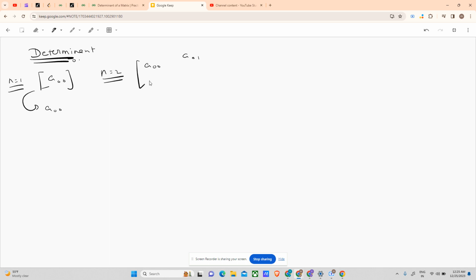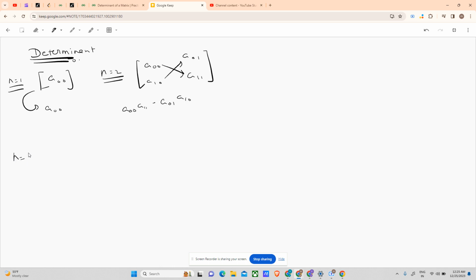For the audience who doesn't know the meaning of determinant, let me explain. I'm not going into the depth of how determinant began, I'm just explaining how to calculate it. Suppose for n equals to 1, the matrix would look like A00, and the determinant would be A00. For n equals to 2, the matrix would look like A00, A01, A10, A11. In this case, my determinant would be multiple of this minus multiple of this, that is A00 A11 minus A01 A10.